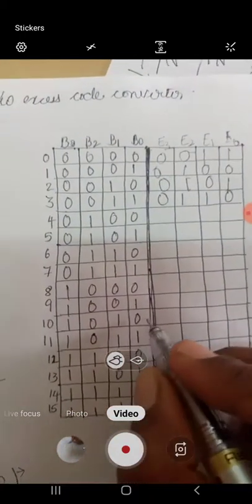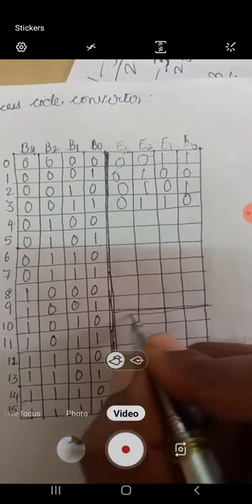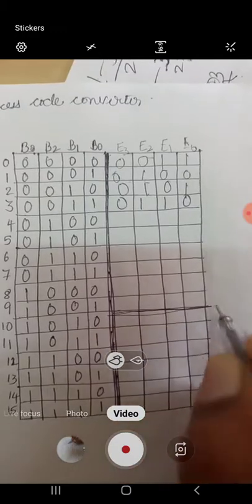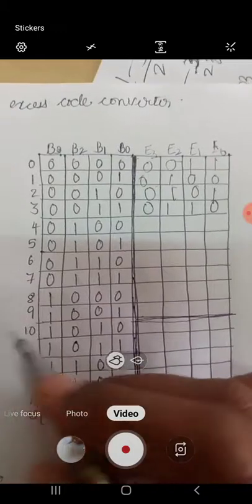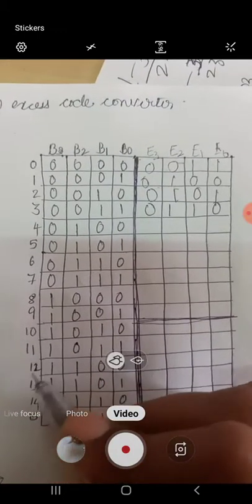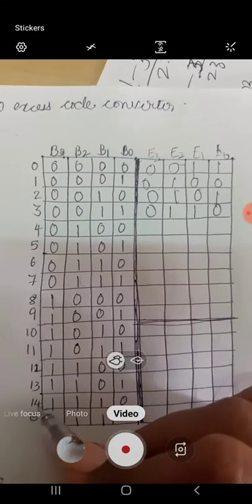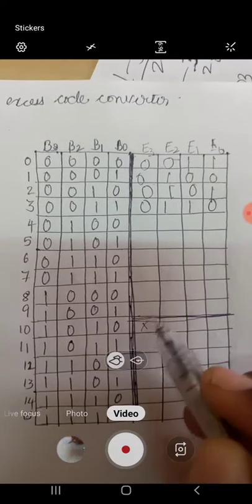Similarly, you are going to add 3 up to decimal value 9. You fill this in the same fashion, so I will just fill it and come back. But for the values 10, 11, 12, 13, 14 and 15, we are going to place a don't care. So here I have filled all the values.